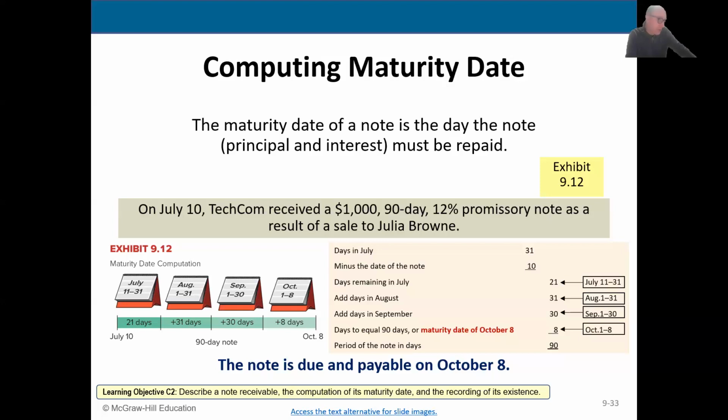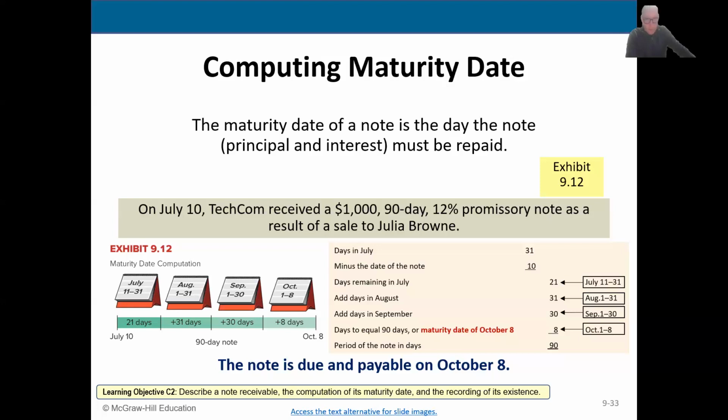Here we have an example. This example shows us how to calculate when it's due. All right? What day is it due on? Well, we know it's a 90-day loan. So it's due within 90 days. But when is that? Well, the signature date on the promissory note is July 10th. So July 10th, $1,000, 90 days, 12%. So I got to figure out the maturity date.